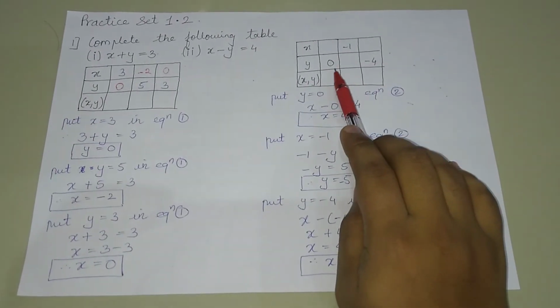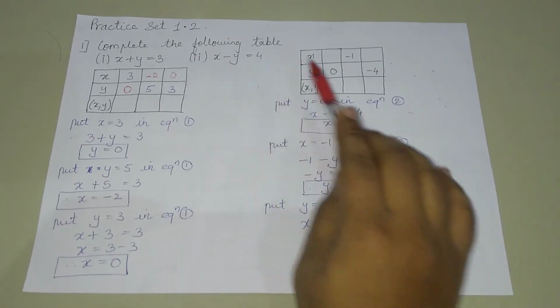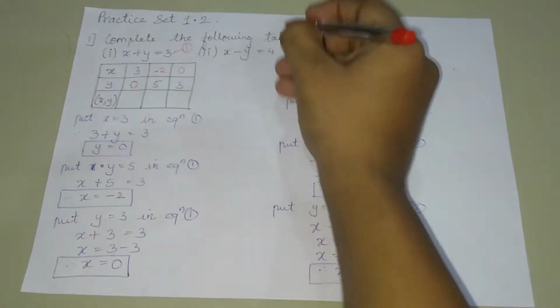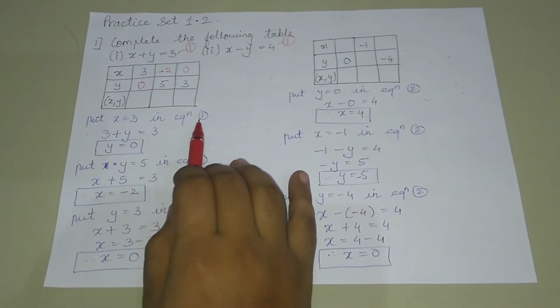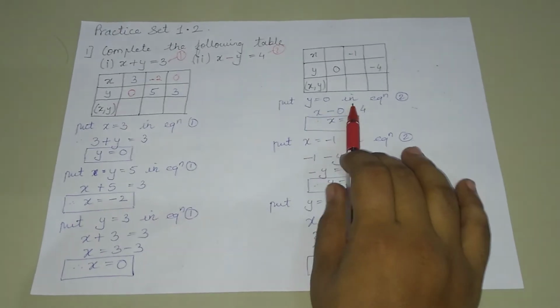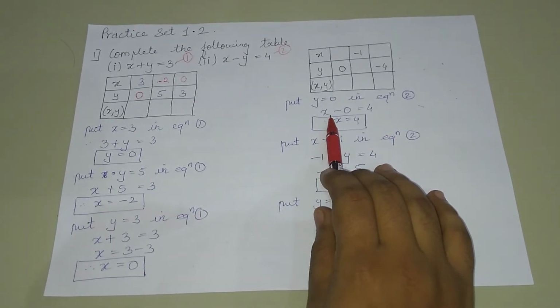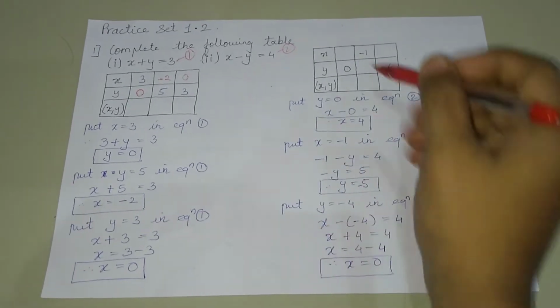Okay, similarly now for the next equation, x minus y equal to 4. Here it is given y is equal to 0. We substitute in this equation x minus y equal to 4. We can mark this as equation 1 and this as equation 2. So I have written here substitute in equation 2. Now put y equal to 0 in equation 2. After putting the values, x minus 0 is equal to 4, so the x value is 4.